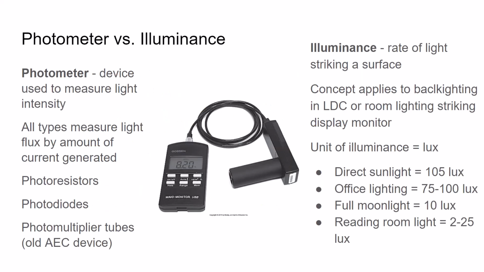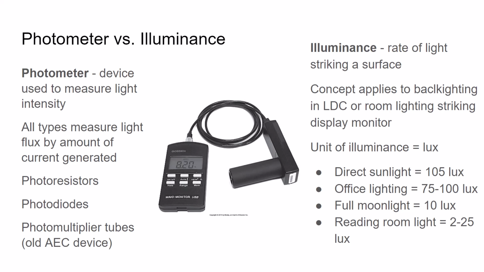A photometer is a device that measures light intensity. The luminance refers to the rate of light striking a surface. All types of photometers measure light flux by the amount of current generated through the photoelectric effect, which includes photoresistors, photodiodes, and old photomultiplier tubes. This refers to an older method of AEC, which is why people may call AEC a phototimer still. A phototimer would be set to terminate a radiographic exposure when the X-ray produced a designated amount of light flux.